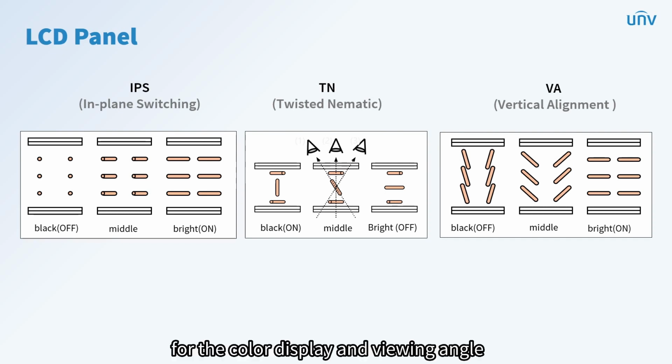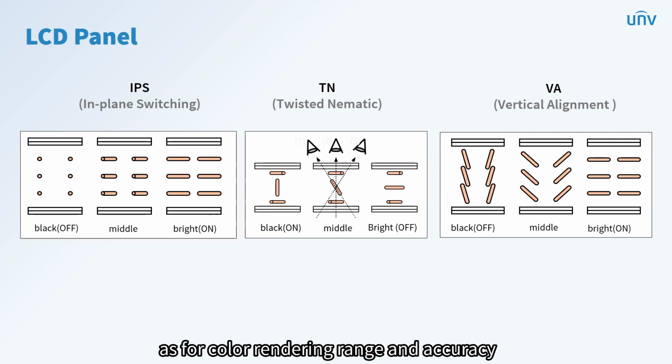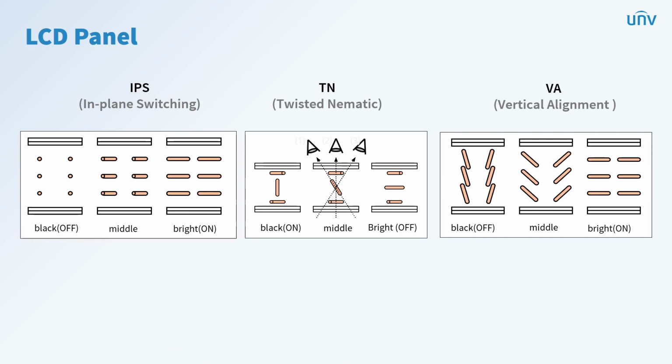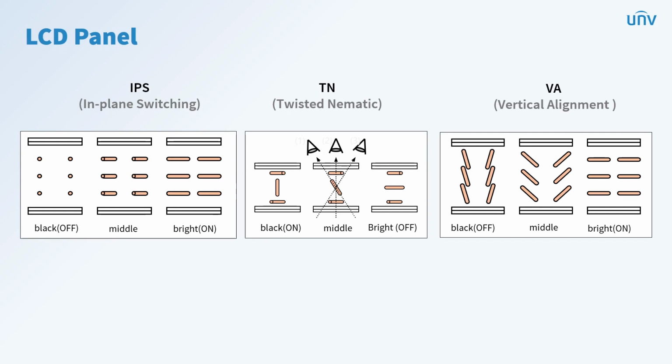For the color display and viewing angle, IPS panel is better than TN panel. As for color rendering range and accuracy, it also has impressive performance. What's more, a wide viewing angle is the native advantage of IPS panel, since it will not produce the color shift wherever you are looking from. Generally speaking, the IPS panel is mostly used for image processing.